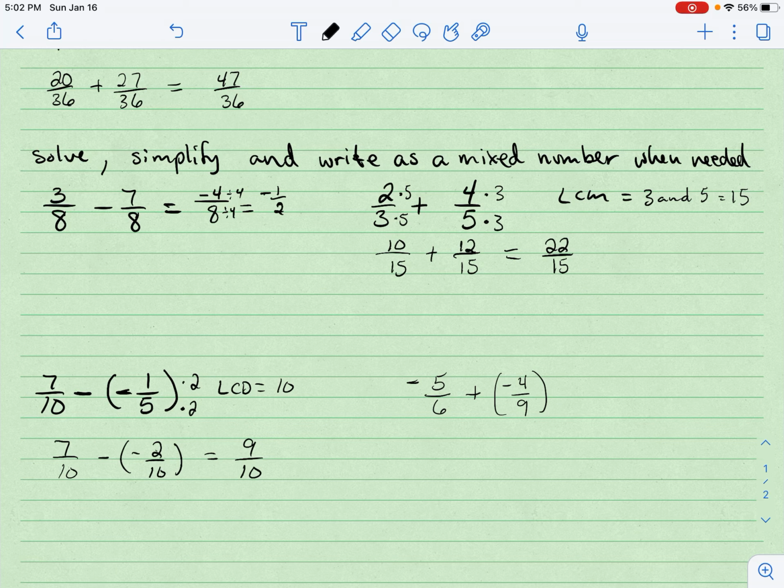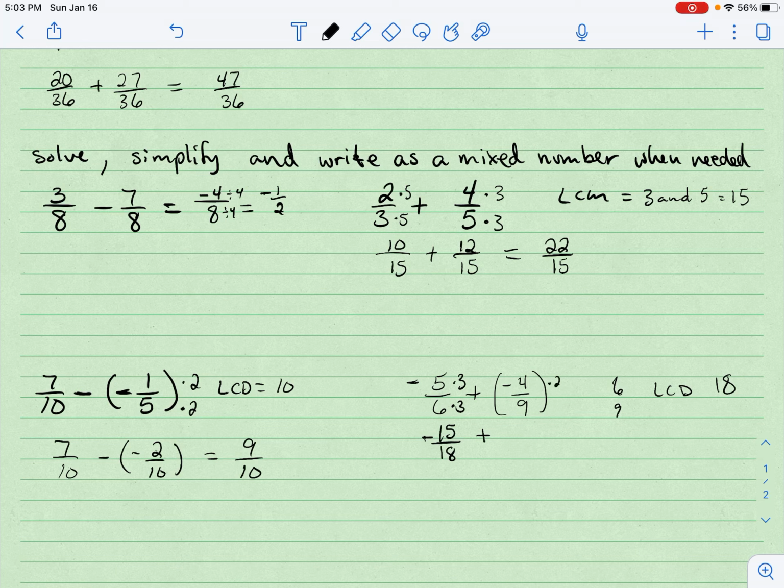Okay, and then the last one, we've got a negative 5/6 plus a negative 4/9. 6 and 9, the least common denominator, well, multiple or denominator, same thing. That is going to be 18. Okay, 6 times 3 is 18. So we multiply both the numerator and denominator by 3. That's going to give us negative 15 and 18.